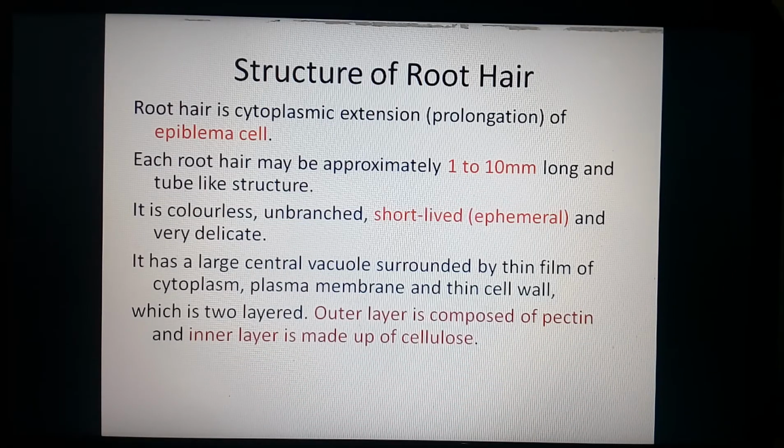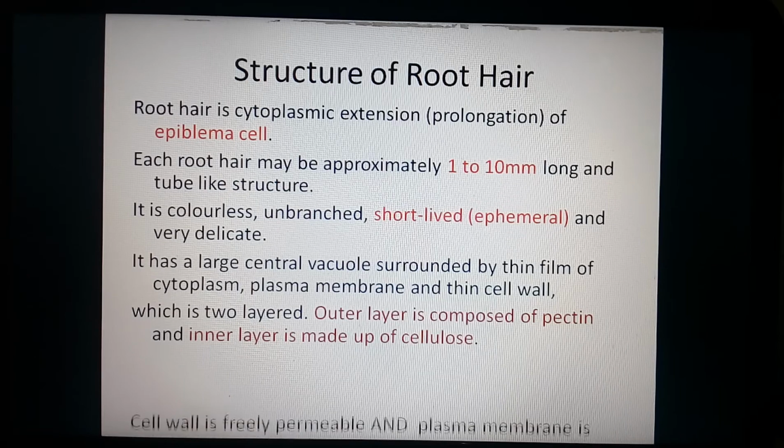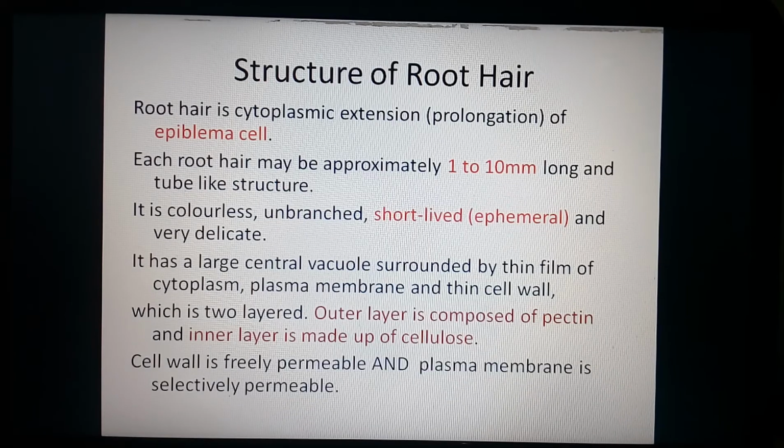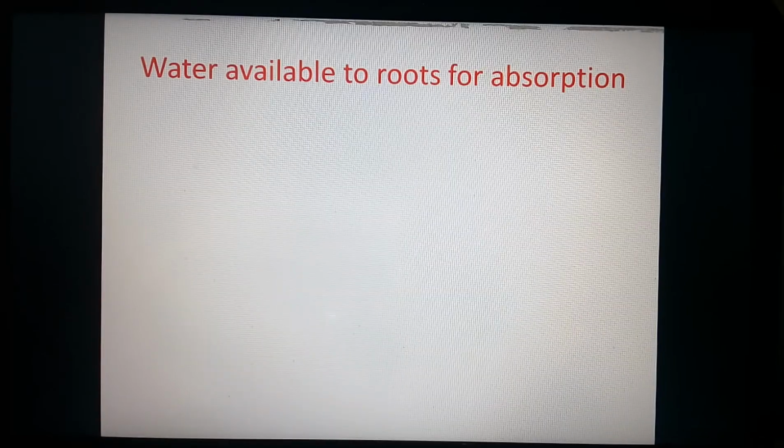This plasma membrane and cell wall show a nature related to the absorption of water. The cell wall is freely permeable and the plasma membrane is selectively permeable. The outer layer of the cell wall is formed with the help of pectin and the inner layer of the cell wall is formed with the help of cellulose. Now you can observe the water which is available to the roots for absorption from the atmosphere.